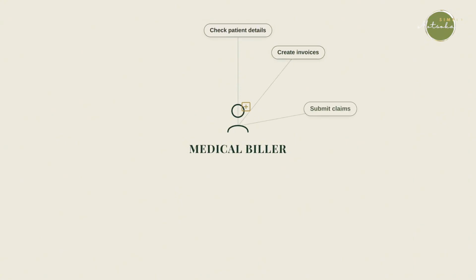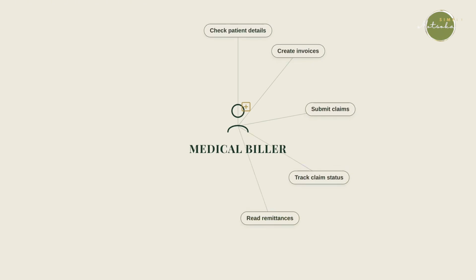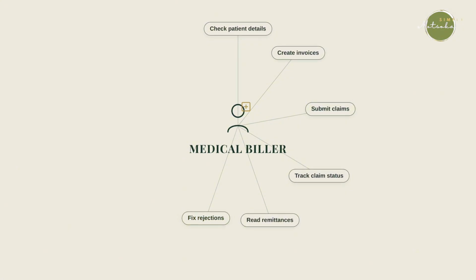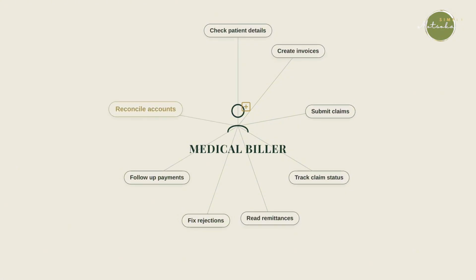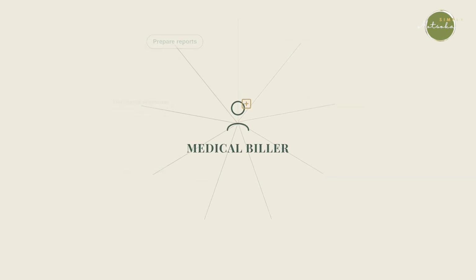The medical biller checks whether patient details are complete. They confirm the medical aid information. They capture the services provided. They create invoices. They submit claims. They monitor whether claims were received and processed. They review remittance advice reports. They correct rejected claims. They follow up unpaid accounts. They match payments to the correct invoices. And they prepare reports for the doctor or practice manager.